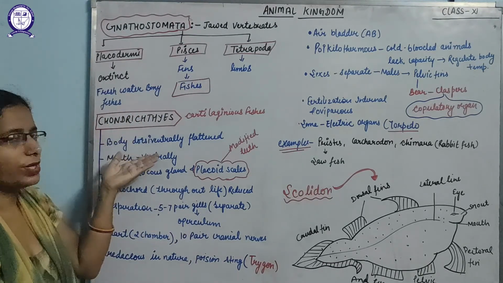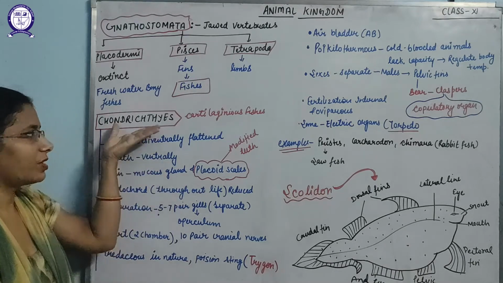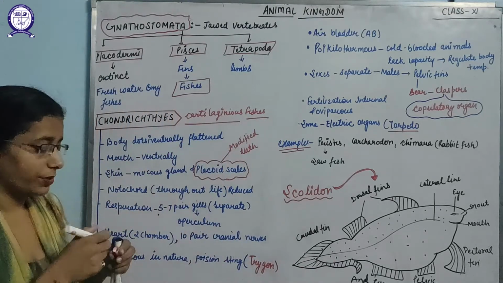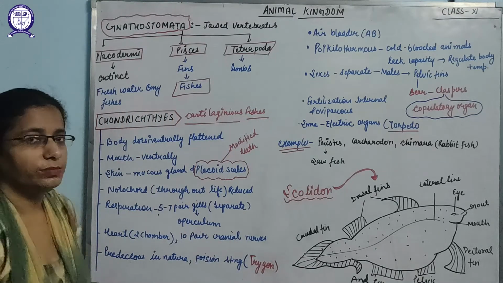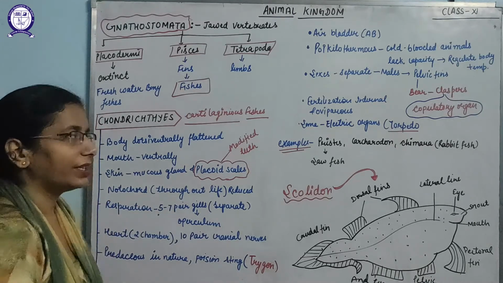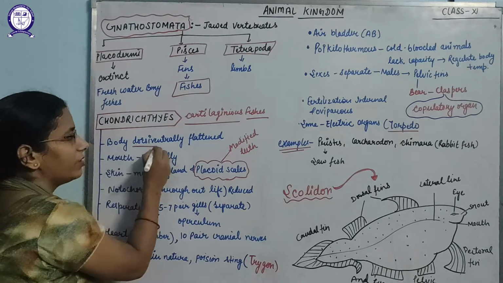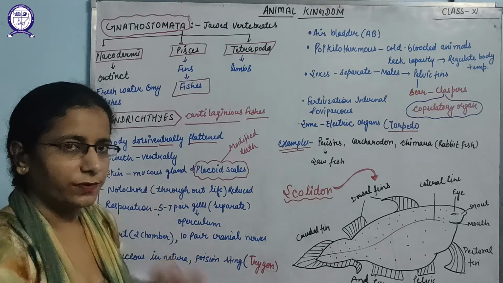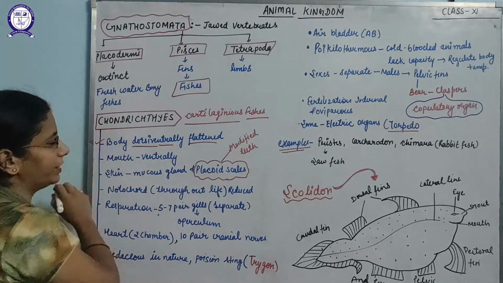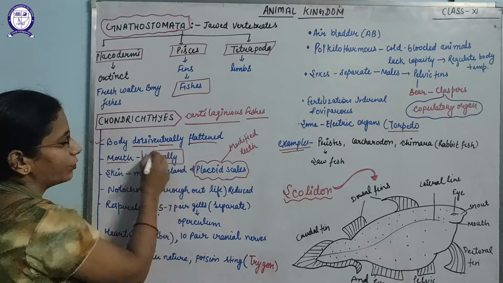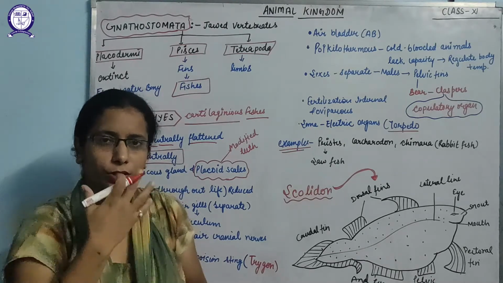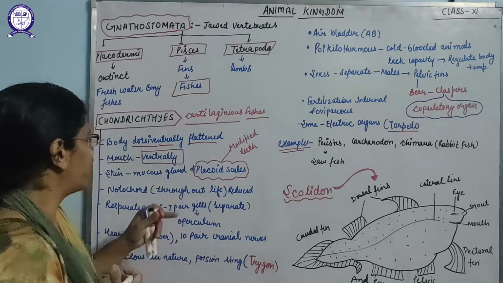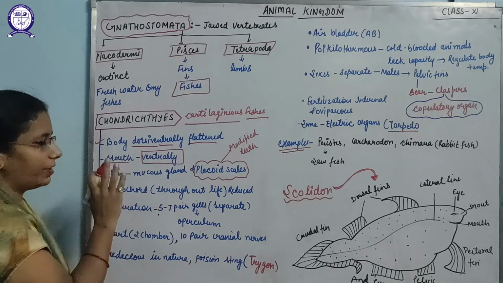First it will include the Chondrichthyes, second is the Osteichthyes. First are the Chondrichthyes, also known as the cartilaginous fishes. Why? Because their endoskeleton is mainly made up of cartilage. These are dorsoventrally flattened, that means their dorsal and ventral faces are flat. The mouth is located on the ventral part of the body, like ours. In the same way, the mouth of Chondrichthyes is also located on the ventral part.